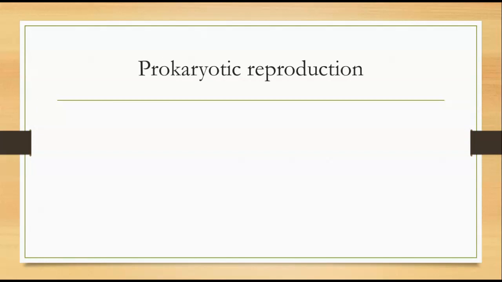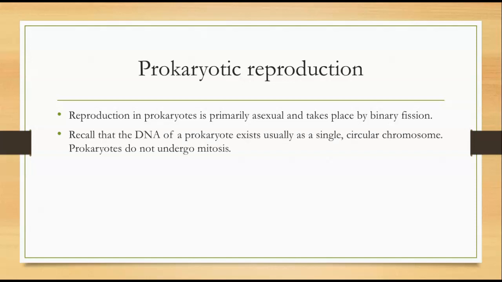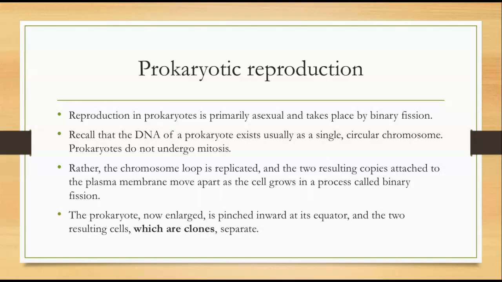Let's talk about how prokaryotes reproduce. It's primarily asexual and takes place by that binary fission that we saw last time. Recall that the DNA of the prokaryote exists usually as that single circular chromosome found in the nucleoid region. Prokaryotes do not undergo mitosis, so it's a little bit different. Rather, the chromosome loop is replicated and the two resulting copies attached to the plasma membrane move apart as the cell grows in a process called binary fission. The prokaryote, now enlarged, is just pinched inward at its equator, and the two resulting cells, which are exactly the same as each other, separate.